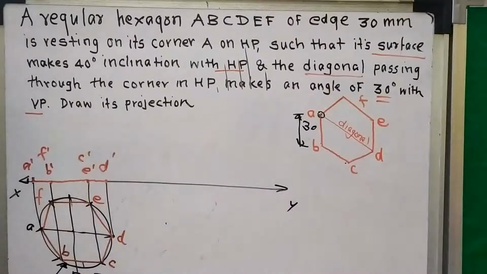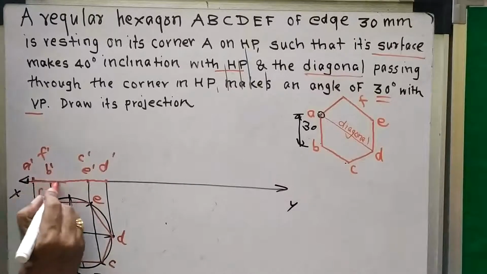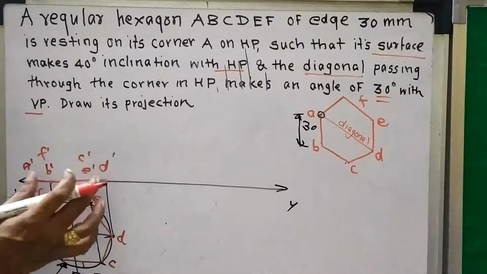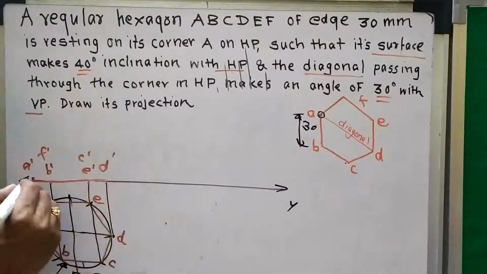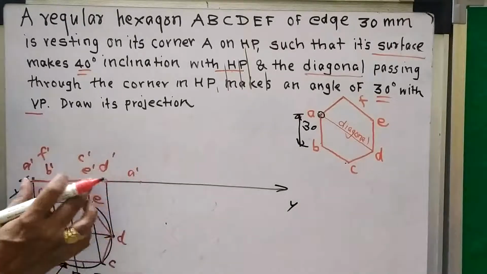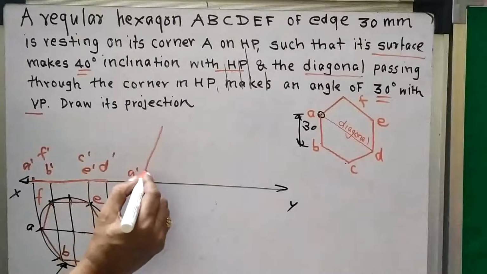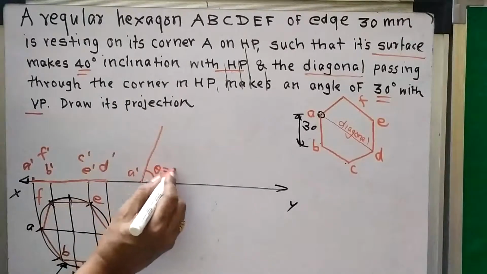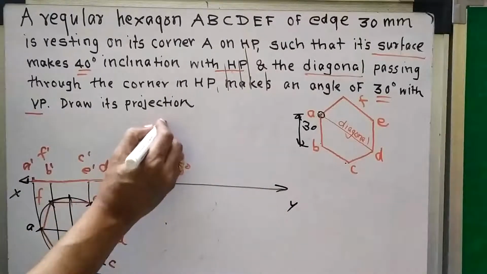Now what do I have to make? I have to make this surface. This surface I have to make how many degrees inclined with HP? It is inclined 40 degrees. So I will take this corner A dash on XY, and I will make this surface inclined. What is given? 40 degree. So this is 40 degree. So theta is equal to 40 degree inclined, and on this I will cut this distance.